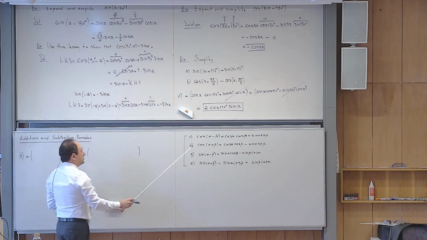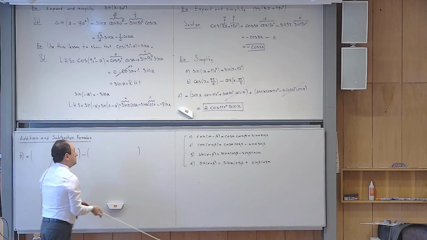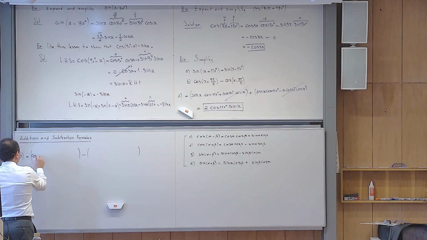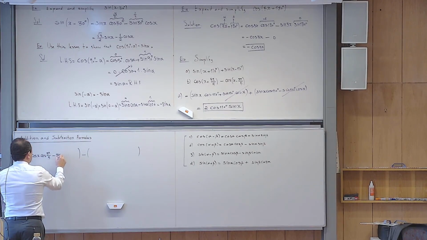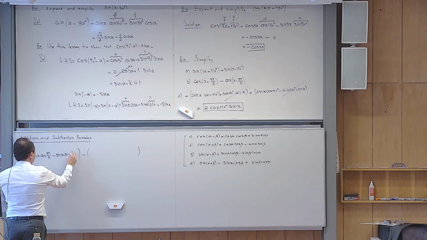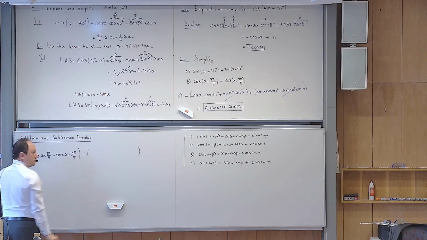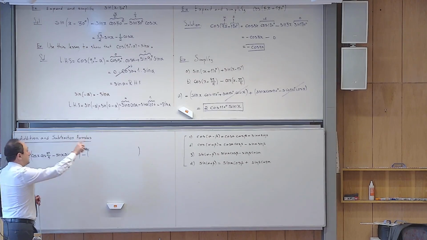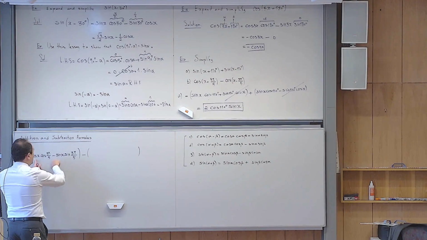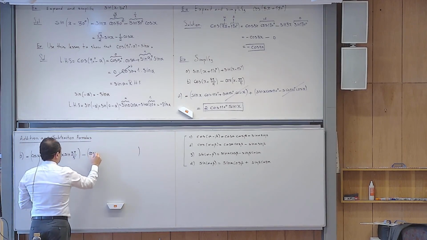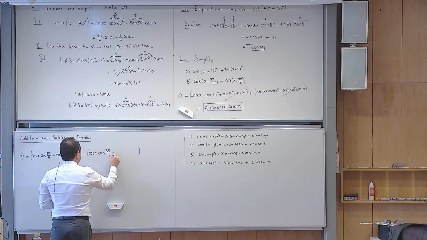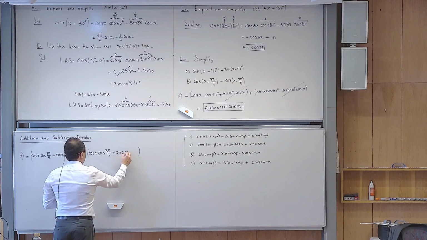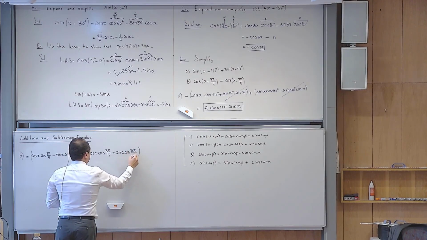Okay, the second formula is useful for this one. The cosine of the sum of two angles is the cosine of the first one times cosine of the second one, yes? Minus sine of the first one, sine of the second one. Yes? And then the second one is the same thing, but you have to switch it to a plus sign. So this becomes cosine x, cosine 3 pi over 5, and then I have plus sine x, sine 3 pi over 5. Yes?